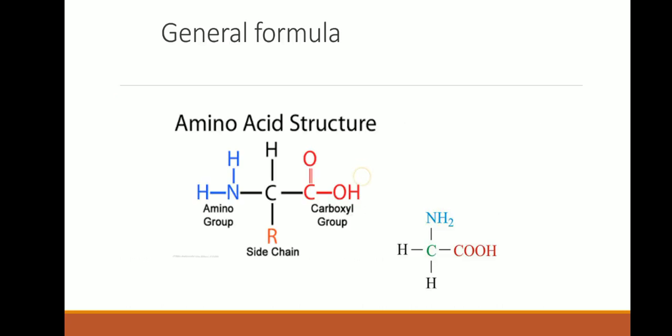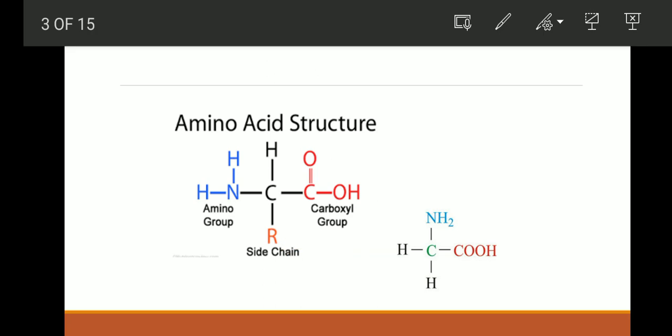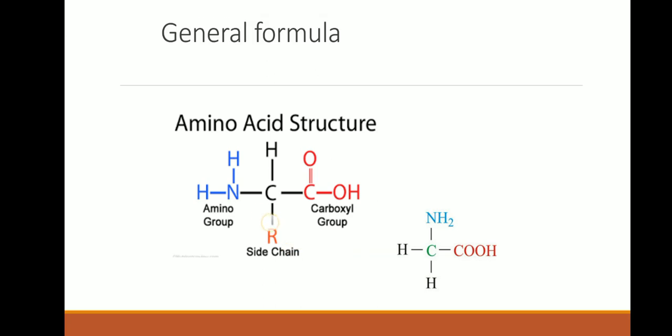And this is the structure of an amino acid, and here you can see the NH2 group and the COOH group. This is the carboxylic group, this is the NH2 or amino group, this is the H group, and this is R or the side chain, an alkyl group. So this side chain is different in all amino acids. All other parts are the same.